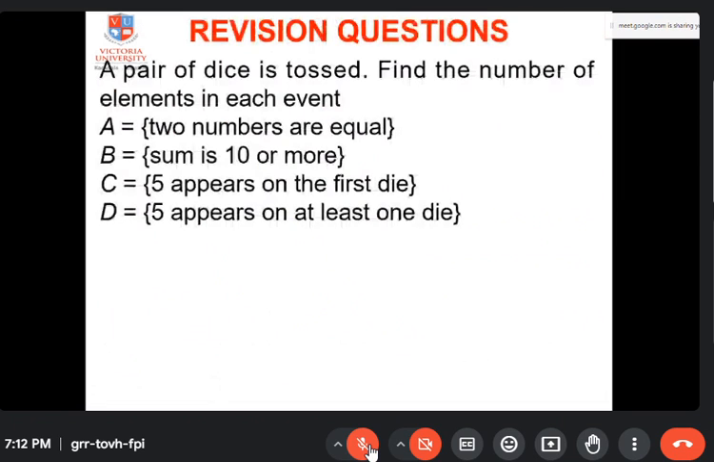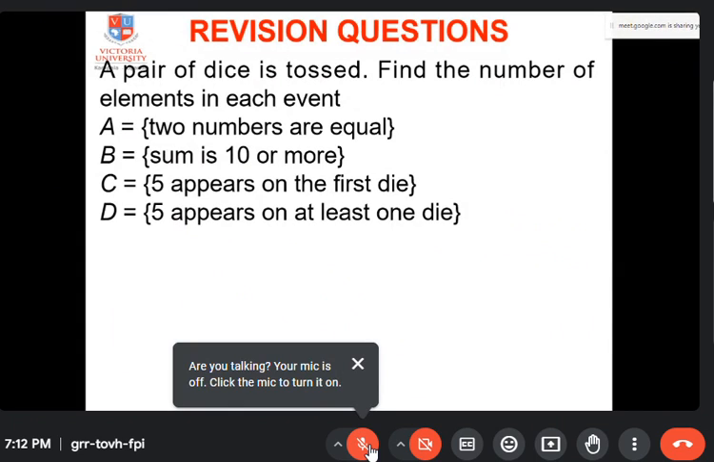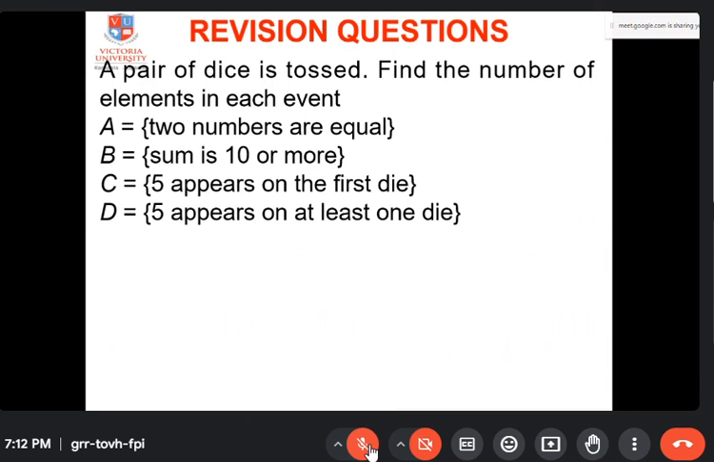There is another question there. A pair of die is tossed. Find the number of elements in each of those sets. I would want you to list them even. Set A: two numbers are equal. You are tossing a pair of die. Event A is where two numbers are equal. So what do you have in set A?